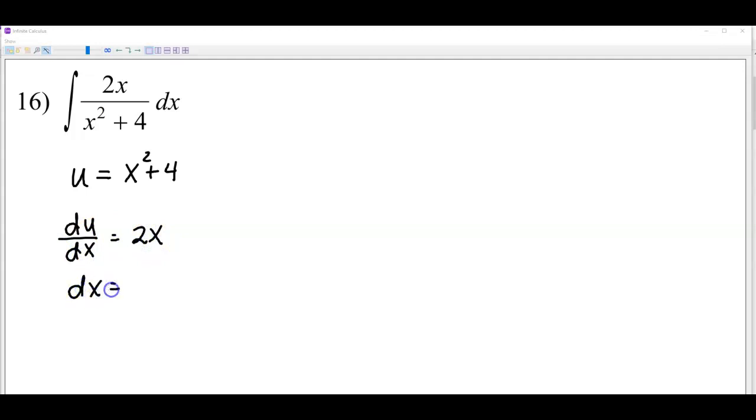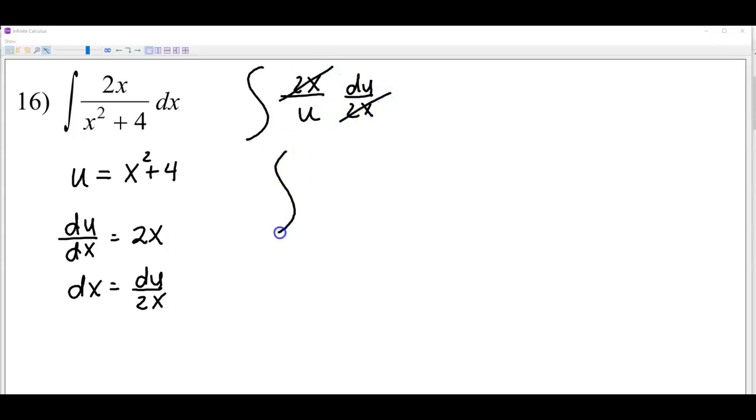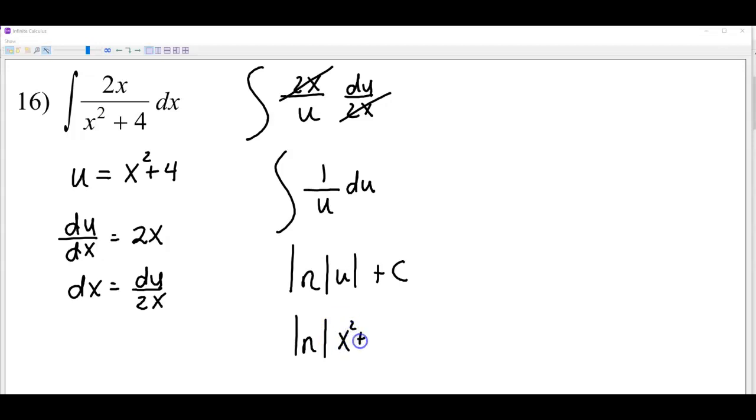And then I'm going to let dx be equal to du over 2x. And so if I do my substitution, those cancel out, and you're left with 1 over u du. Okay? So that's an ln problem, which is going to be ln of the absolute value of u plus c. And my u value is x squared plus 4.